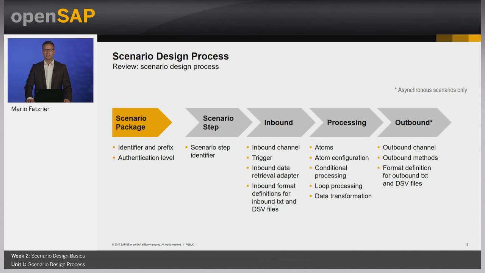For the processing phase, you select the atoms and configure them. For example, specify the SQL code for a call SQL atom. You can optionally add conditional processing of atoms and loop processing. For the outbound channel, you define the adapter API for the outbound system, asynchronous steps only. The integration framework will convert the data from XML into this API format. For text and DSV file outbound formats, you will need to supply a format control document.